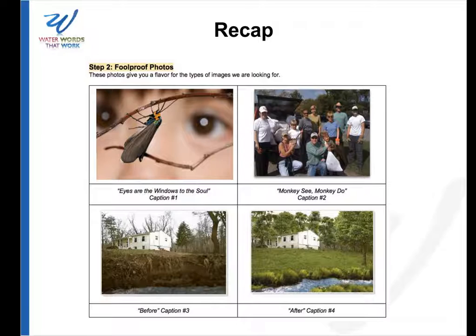Photos are a really important part of your Mailchimp email, just like any other outreach message. Eyes are the windows to the soul. Pictures of faces will draw people's eyes into that email. Monkey see, monkey do. Good images of people doing the things that you want them to do can inspire them. And before and after pictures, seeing is believing, can help convince your audience that your work makes a difference.